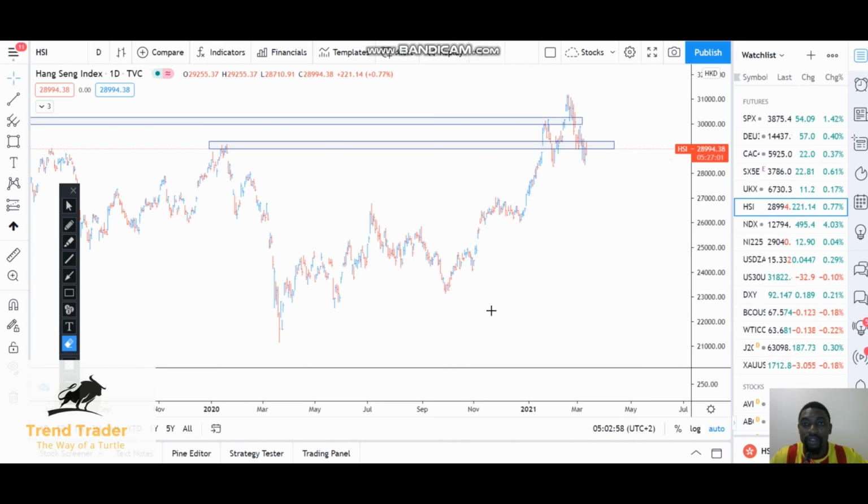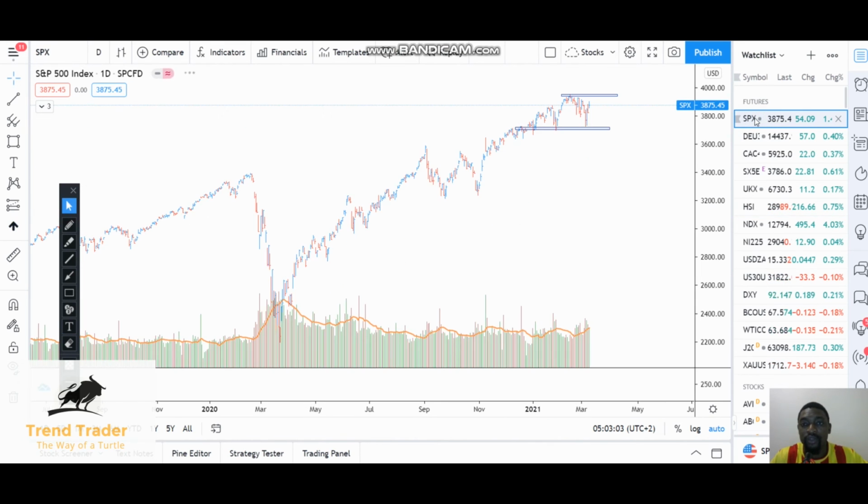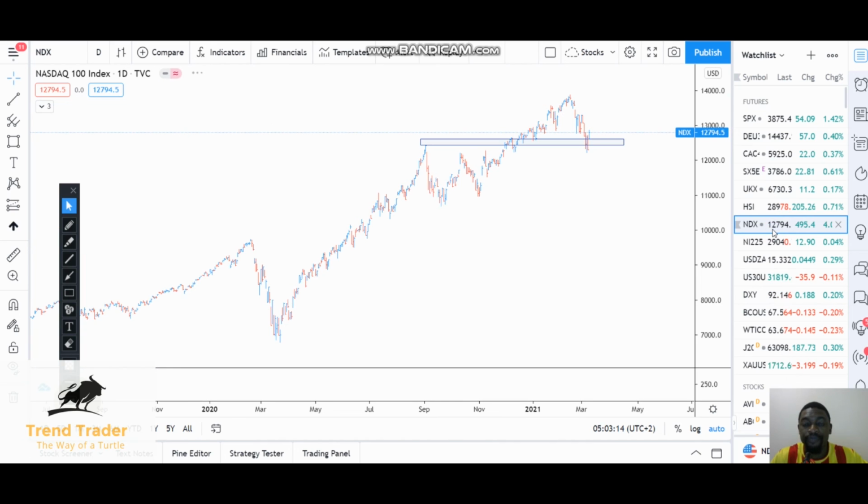So yeah, those are the indices that we are looking at. The S&P 500 is the one that we are more interested in, because we want to see it come back to retest the 3,900 point and hopefully break above that level. And also we are interested in Nasdaq. We'd like to see Nasdaq continuing to trade all the way up to the 14,000 point and possibly breaking above that level.